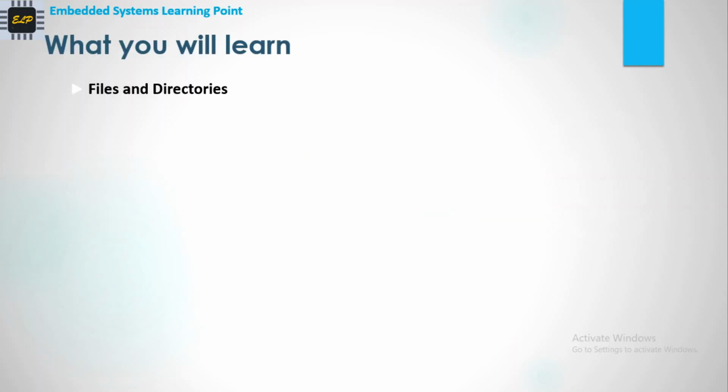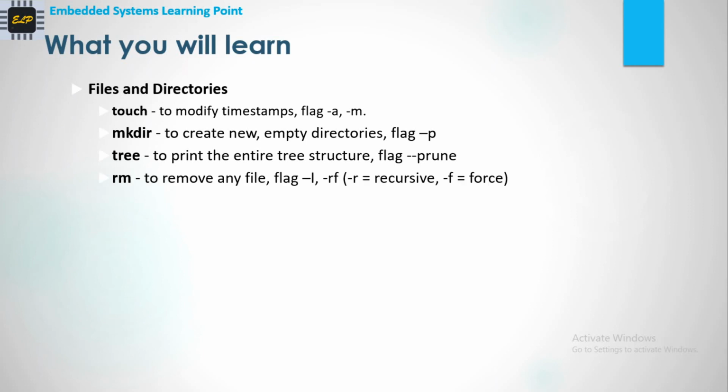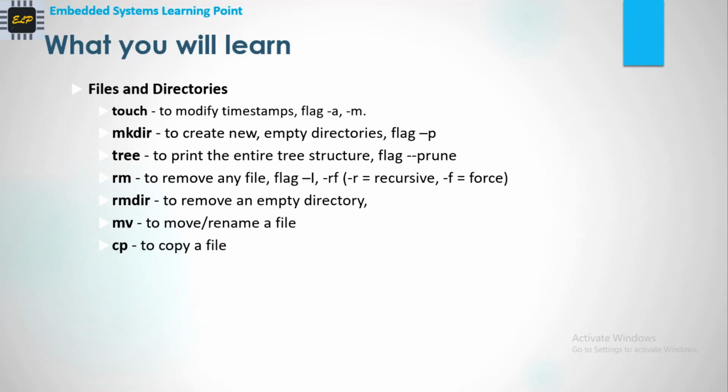Linux 004, Linux commands to work with files and directories. In this video, you learn about commands to work with files and directories: touch to modify timestamps, mkdir to create new empty directories, tree to print the entire tree structure, rm to remove any file, rmdir to remove an entire directory, mv to move or rename a file, cp to copy a file, ln to create a hard link to a file.